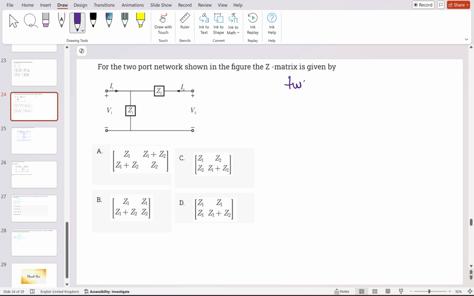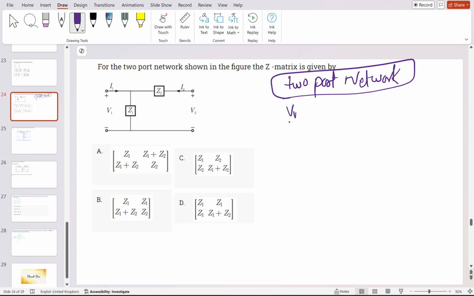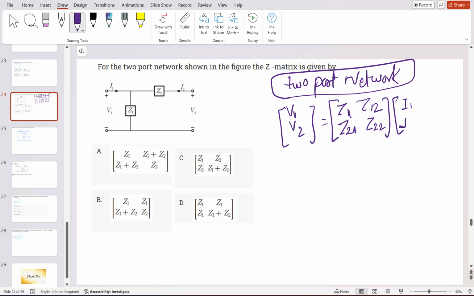For the two-port network, the important point is that you should know the matrices. Matrices means V1, V2 is equal to Z11, Z12, Z21, Z22 times I1 and I2. Remember the matrices for all of these, whether it is Z, Y, H, T or G. Knowing the two-port parameters makes these kinds of problems easy to solve. After that, write KCL or KVL and form the equations.